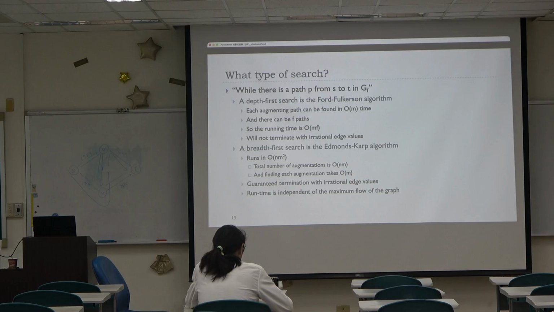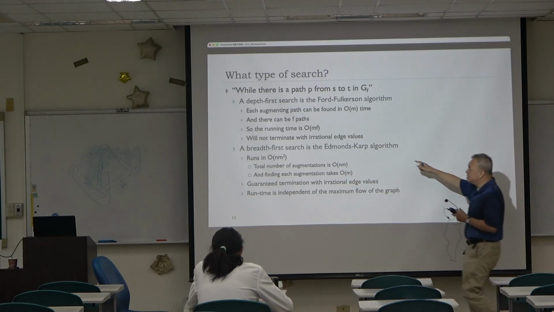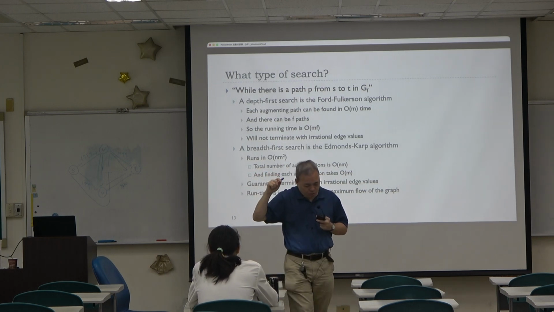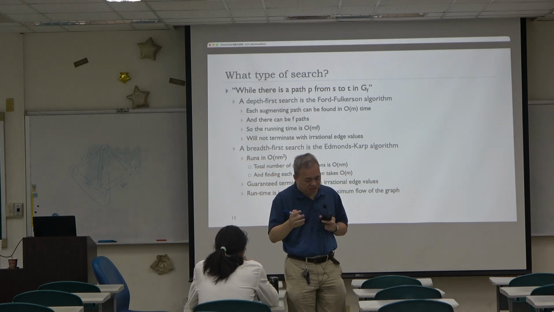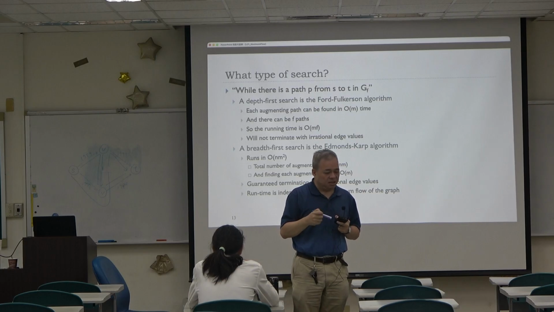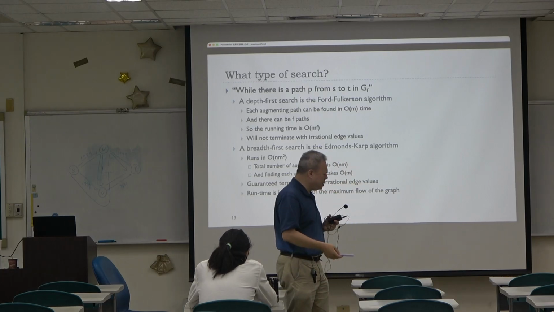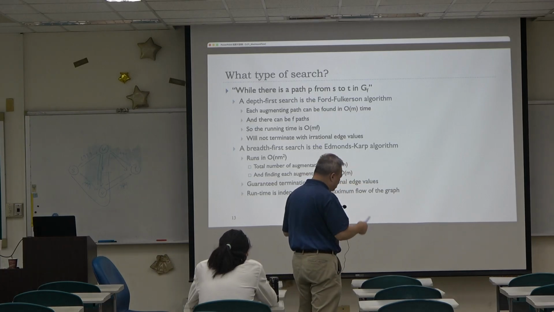Okay, so this is also something to discuss. Why do we need to make a capacity an integer? Because if we cannot make it an integer, then we have no way to stop it, right? To terminate.